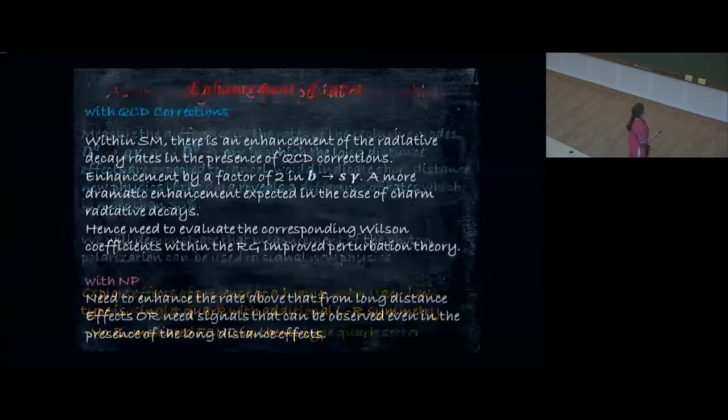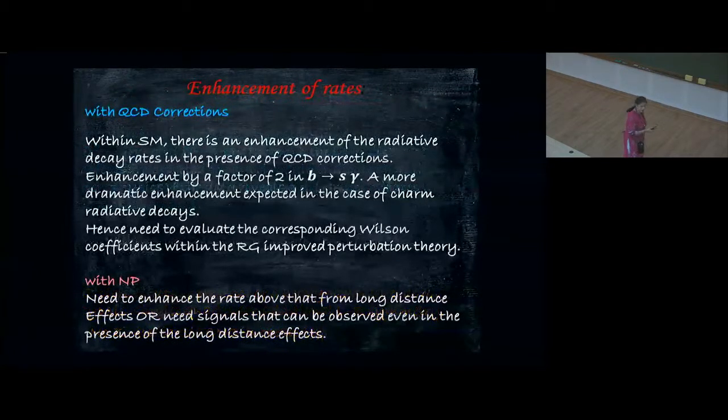Okay. So how do I enhance the rates? As I said, in the standard model at the bare level, the branching ratio is very, very small. Well, within the standard model, there's an enhancement of the radiative decay rates in terms of QCD corrections. In fact, even in b to s gamma, you get a correction of about a factor of 2. But a more dramatic enhancement is expected in the case of charm radiative decays, and hence we need to evaluate the corresponding Wilson coefficients with RG improved perturbation theory. And of course, you can get enhancement also with new physics, and that's what we want to do.